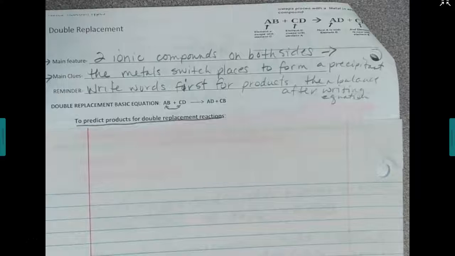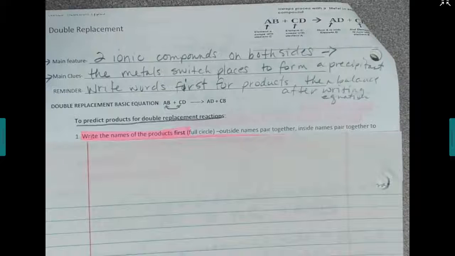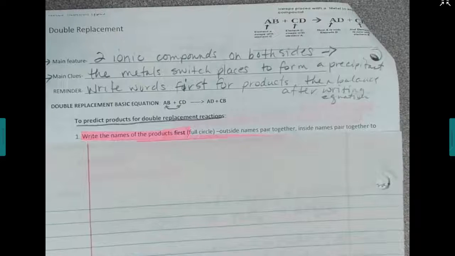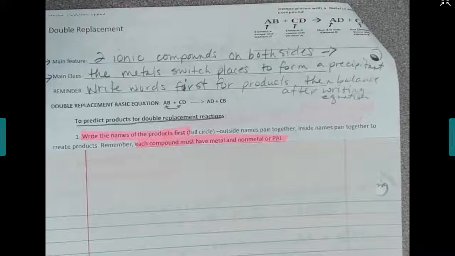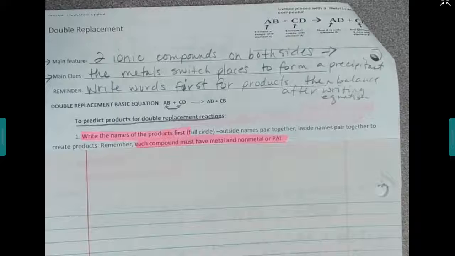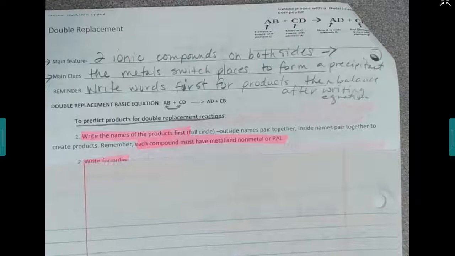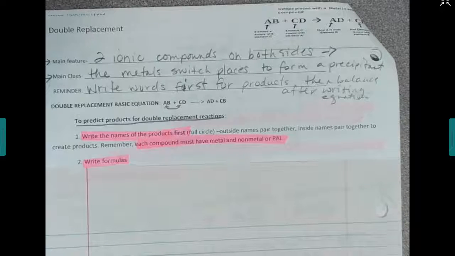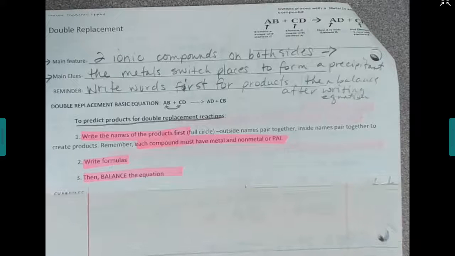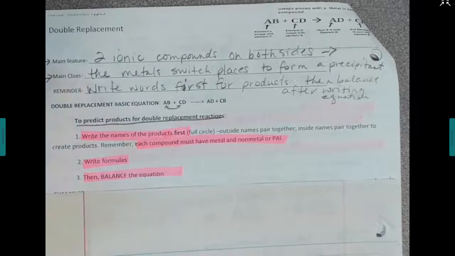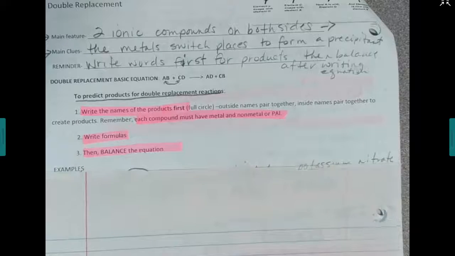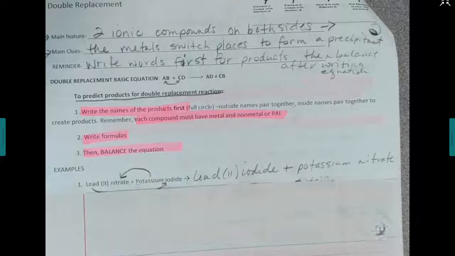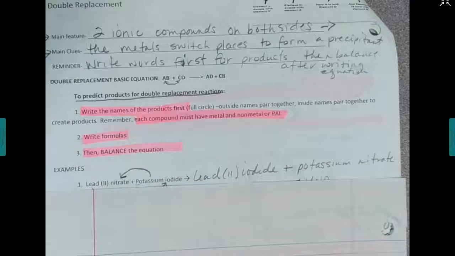To predict products for a double replacement reaction, we're going to write the names of the reactants first. Then we're going to draw a full circle. Outside names pair together, inside names pair together to create products. Remember, each compound must have a metal and a non-metal or a polyatomic ion. We'll then write the formulas, then balance the equations. Again, going back to balancing, underline your polyatomics on both sides and balance those first. Carbons, hydrogens, and oxygens last.